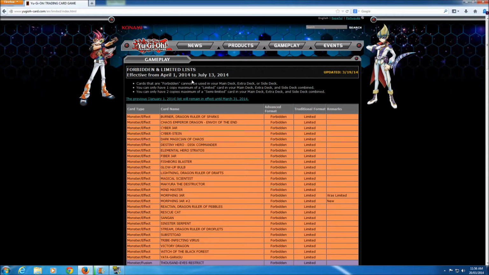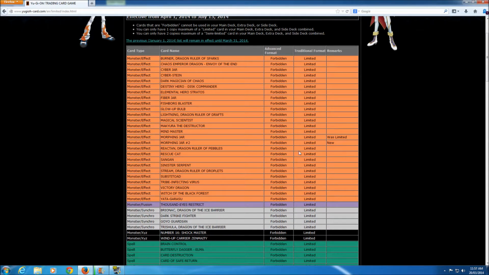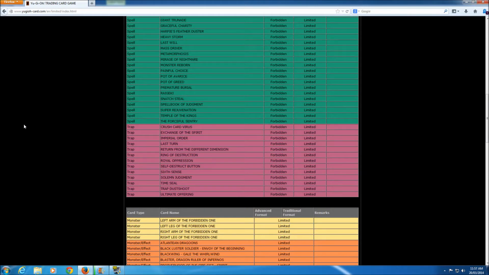Hello, the new ban list is up for Yu-Gi-Oh, so the April 1st format. Well, May, June to July 13. Okay, that's a little different. Anyway, here we go. Morphing Jar and Morphing Jar 2 are both forbidden. They're the only two cards to be forbidden this format.